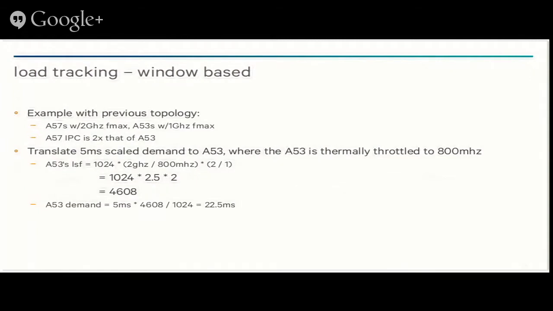So I have another example here. If we use that same topology that we were considering before, say we had a task that ran for 5 milliseconds on the A57 at Fmax of 2 gigahertz, because that activity would result in the demand value for the task showing up as 5. Now let's say we're considering migrating that to an A53, where the A53 is thermally throttled to 800 megahertz. What would our estimation be for the load of that task on the A53?